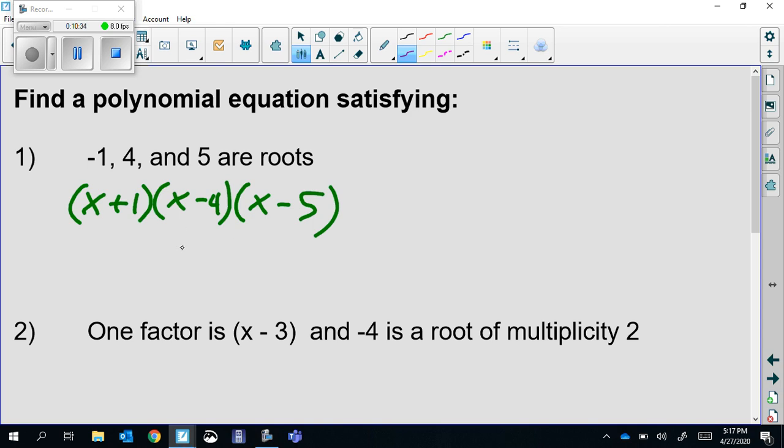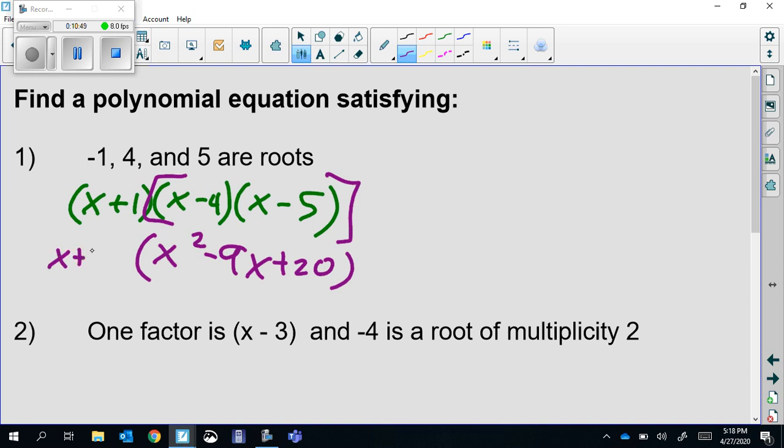So let's do these two first. So this would be x squared. Multiply that out, we get negative 5 and negative 4 would be negative 9x, and then positive 20. And then multiply that by the x plus 1. That would be x cubed minus 9x squared plus 20x. Distribute the x to everything. And then distribute the 1.